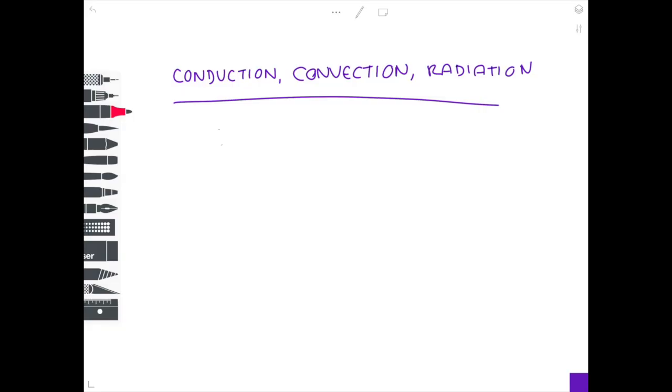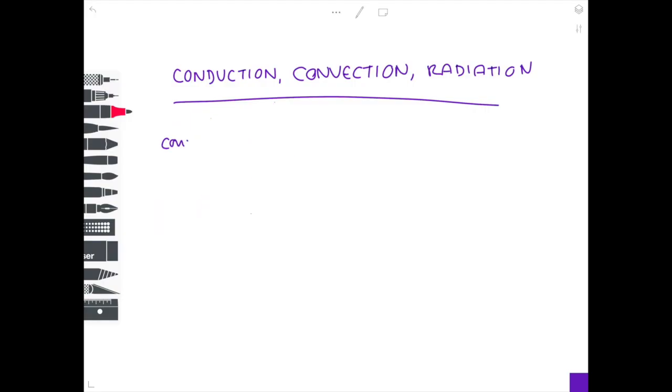So what have we learned? We have learned that metal is a good conductor. Air, wood and plastic are poor conductors. And notice that solids will be better conductors than gases.